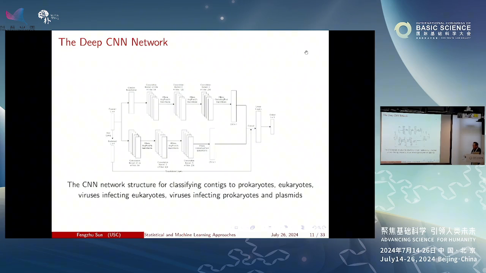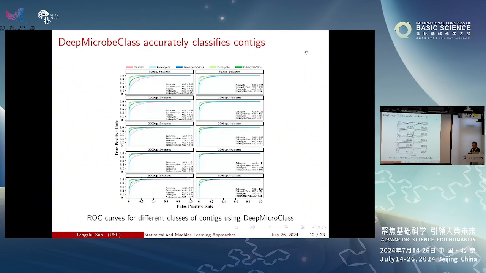Okay, so what is the performance? Here it just shows the performance. If you just look at the left panel, this shows the AUC curve for different sequence lengths. These are the sequence lengths for 500, those are the 1,000, 2,000, 3,000.